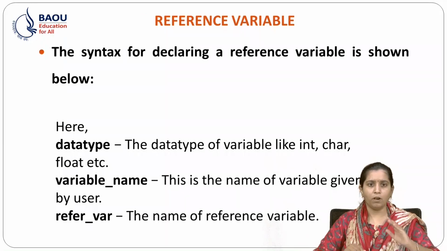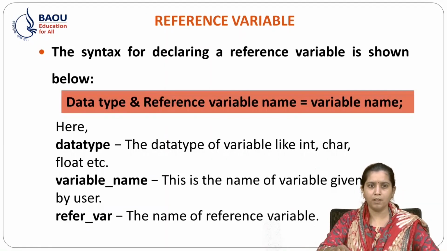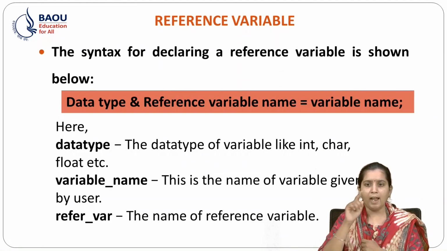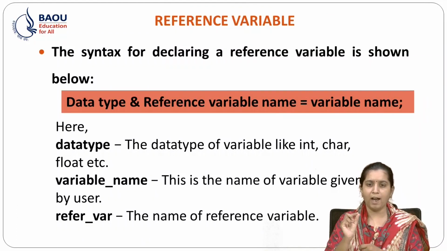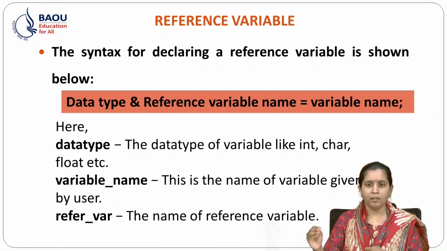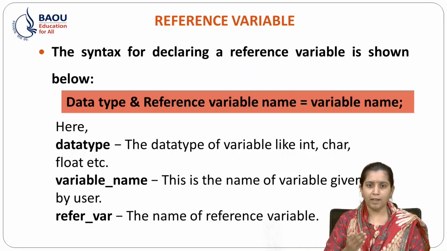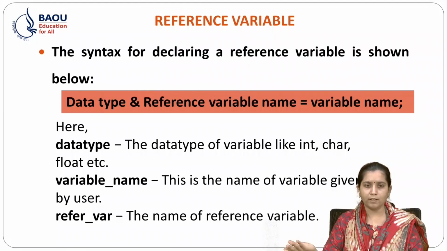So, what is the syntax for declaring a reference variable? Data type, the ampersand operator, and the reference variable name. Then the variable name which we want to store in our reference variable, we write on the right hand side of the equals sign. The data type of a variable is like int, char, float, etc. Variable name is the name of the variable given by the user. And reference variable is the name of the reference variable.